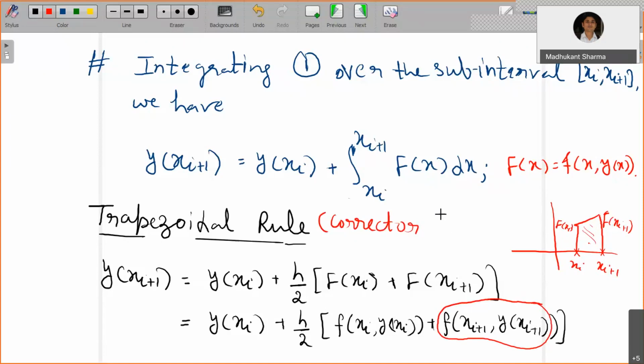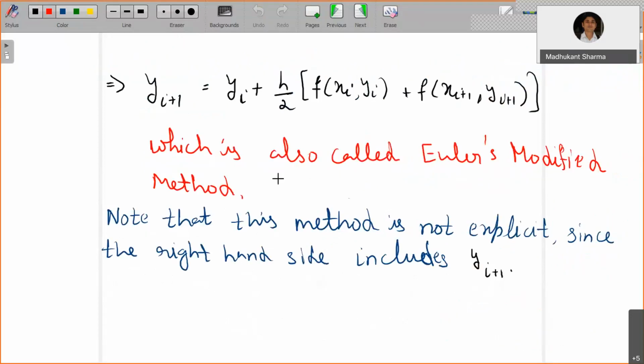That we will call the predictor formula. And then we are going to correct it by looking at the iteration values here. So this is also called the corrector formula. It's one of the corrector formulas you can use to correct the value of y at i plus 1. How? This is also known as Euler's modified method.